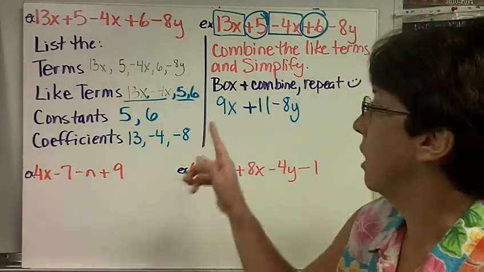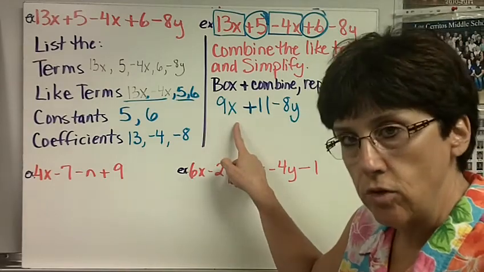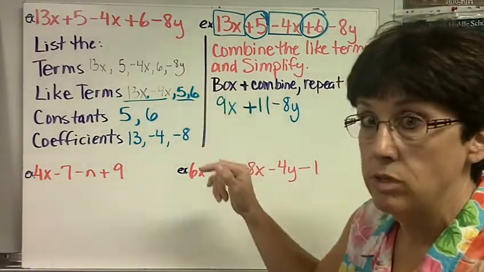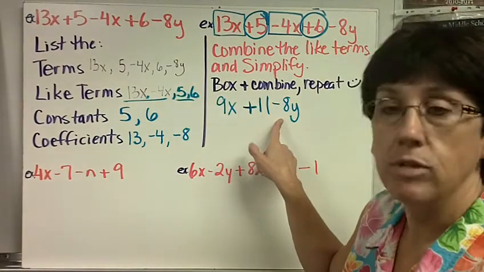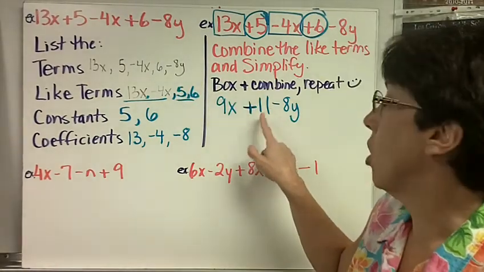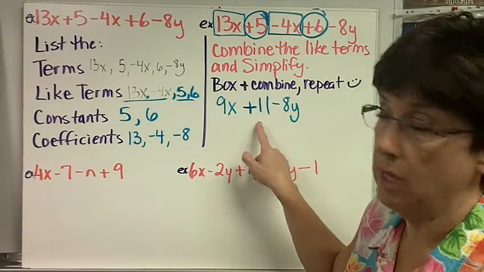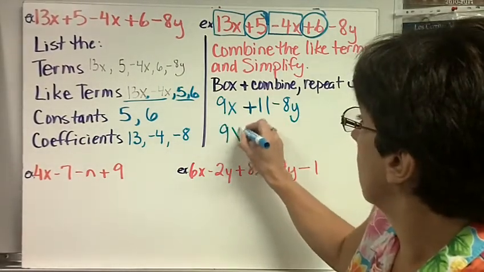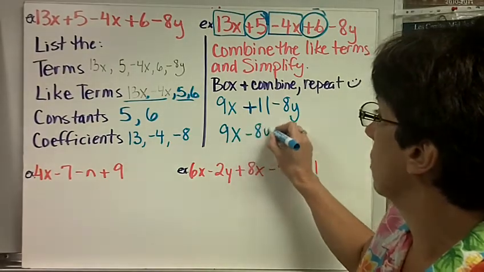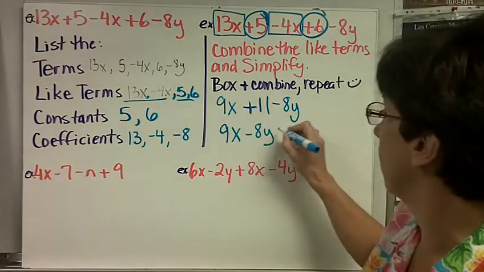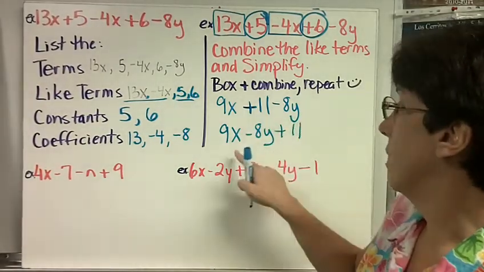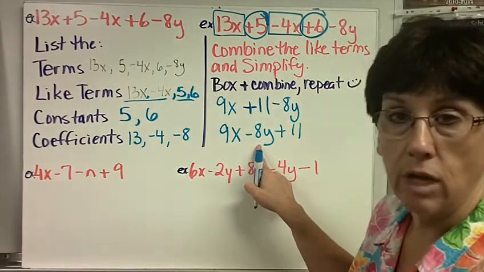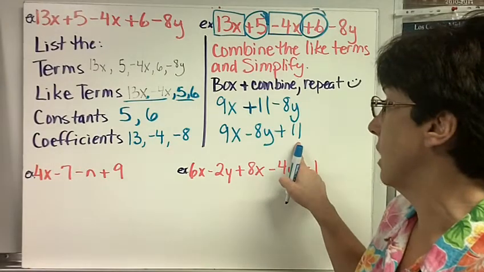Now, in algebra, we like to write things in order. We like to have the variables listed first. If we had any exponents, we would put the highest exponents first. And then we like our variables in alphabetical order with our constants last. Okay? So I need to rewrite this so that it's 9x minus 8y plus 11. Because I don't have any exponents, and now my variables are in alphabetical order with my constant last.